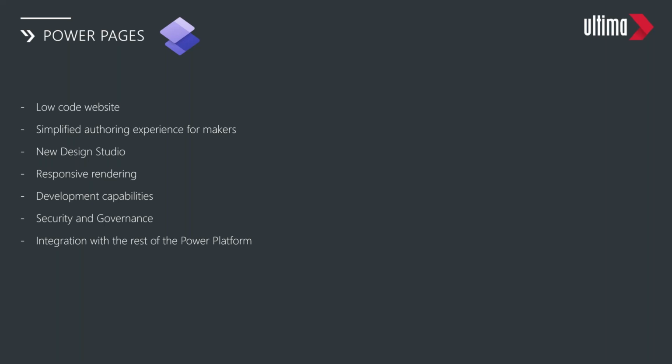So you can, for example, integrate with your Dataverse tables, but obviously that's a database and you don't want to show all the data, and you only want to show subsets. So that's where permissioning, table permissioning, web roles come into play. So there are security concepts. And then lastly, you can integrate it with the rest of the Power Platform.